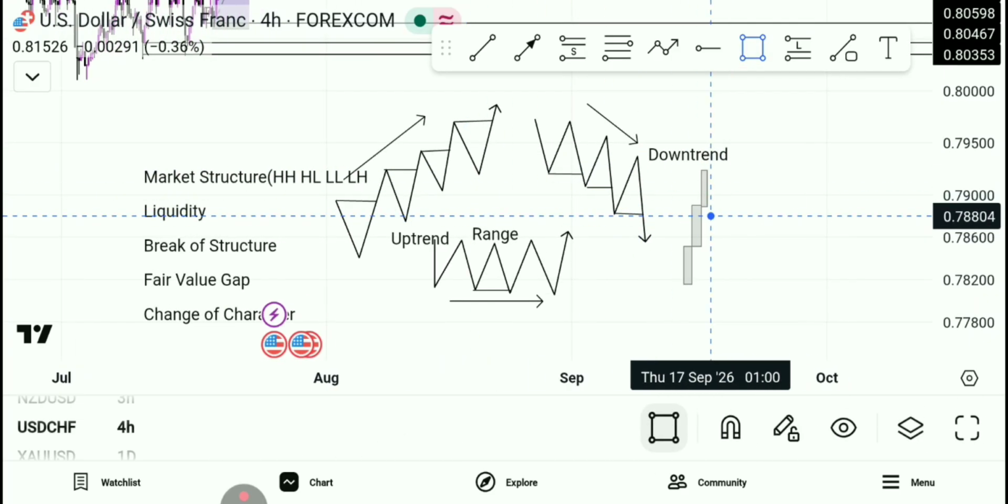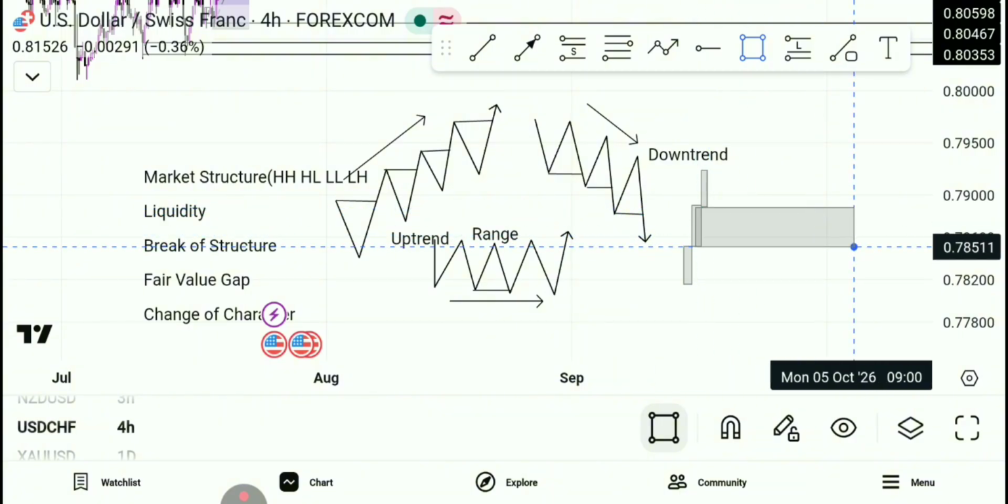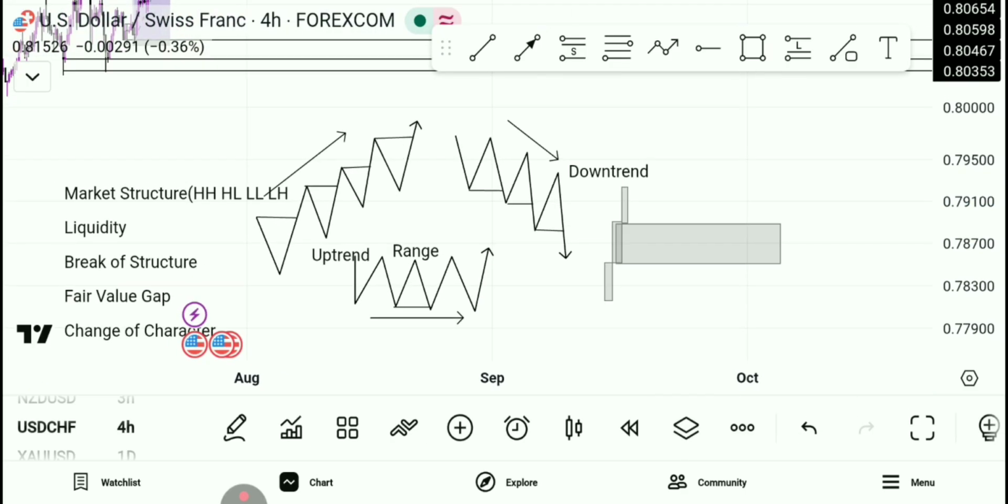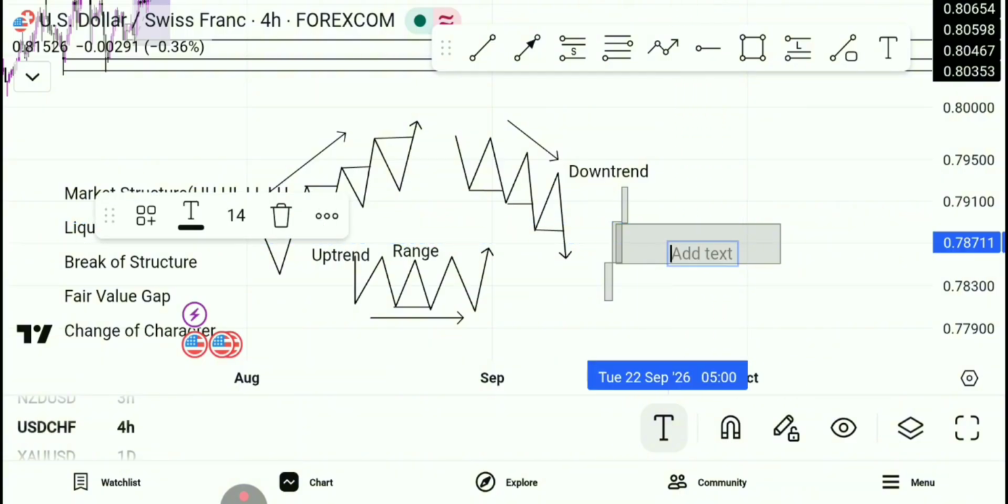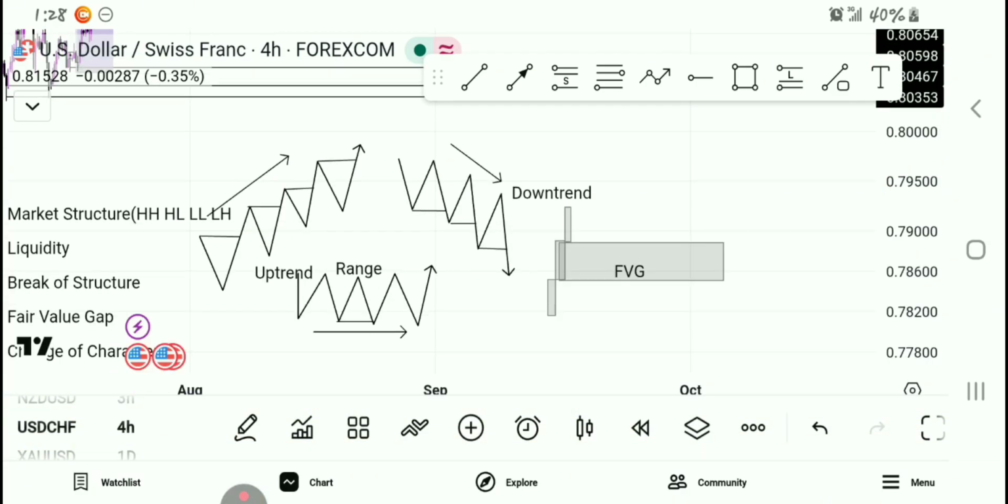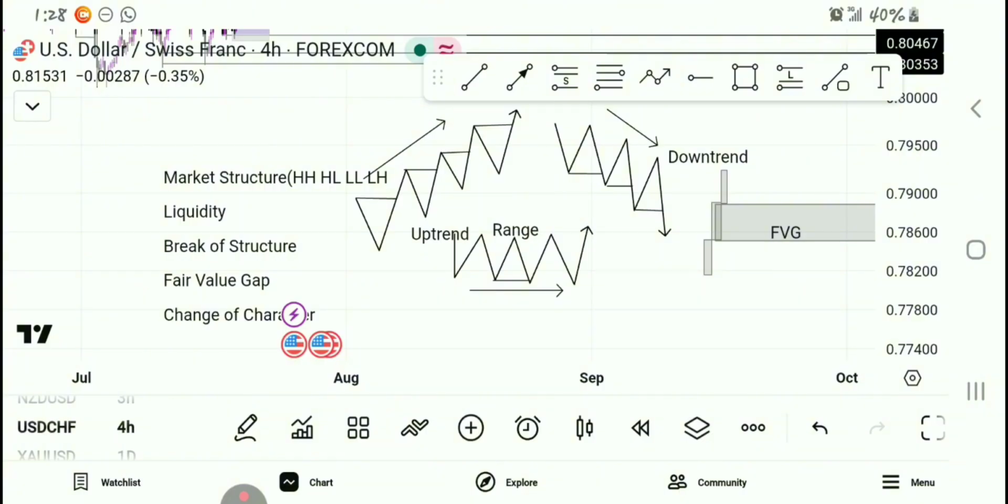If you want to mark a fair value gap, it is not between these two candles. It's always between the first and the third candle. That's where the fair value gap always lies. So this is the fair value gap here. You have it here. You call it FVG or imbalance. So that's the fair value gap example.